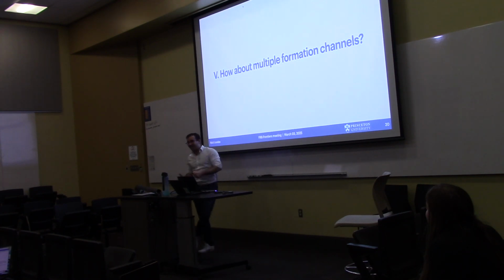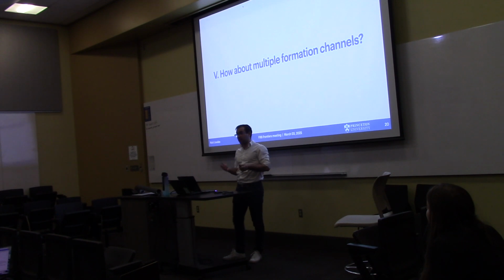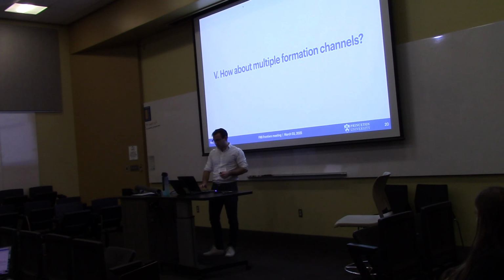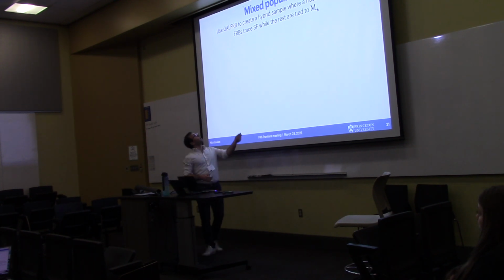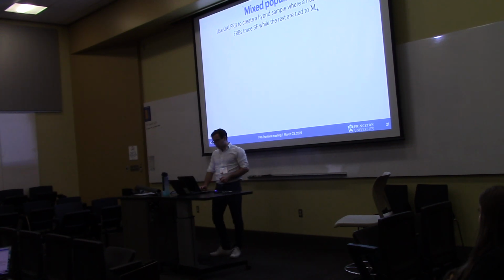However, some FRBs have been found, at least one, in a globular cluster, which has almost zero star formation rate. So let's see what we can do with the current data and what constraints we can get as regards multiple formation samples. How can we do that? Again, we can use the GAL-FRB package to create a hypersample where a fraction of galaxies, XSFR, traces star formation or is SFR selective, while the rest of them are tied to stellar mass.